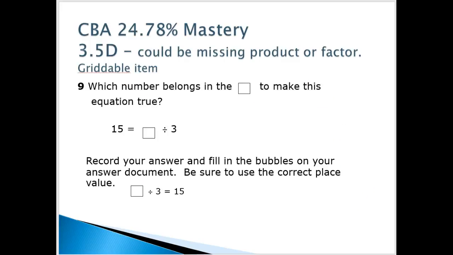Now, looking at the CBA we just took recently, notice 3.5D, there was only 24.78% mastery this time on the CBA, which was actually about 3 points higher than last year. It was the same exact item. Notice that the kids are mainly putting a 5 in this blank instead of 45. So remember that this SE says that it could be a factor or the product that could be missing.